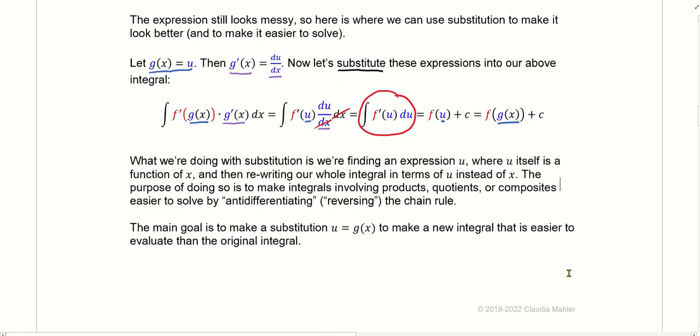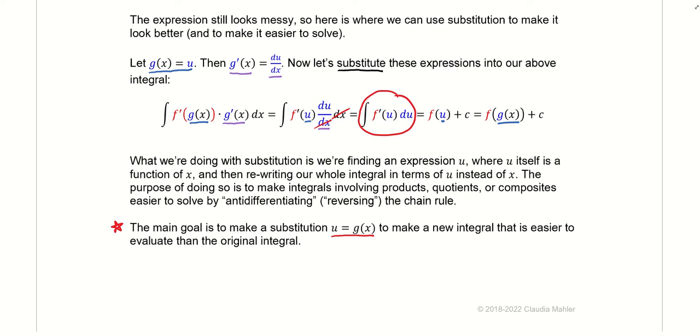So the reversal of the chain rule is kind of what's going on behind the scenes, but again, the thing that we want to do with substitution, or the main goal of substitution, is to make our lives easier. So we want to choose a u that makes the new integral easier to solve, making it possible for us to actually integrate the thing we want.